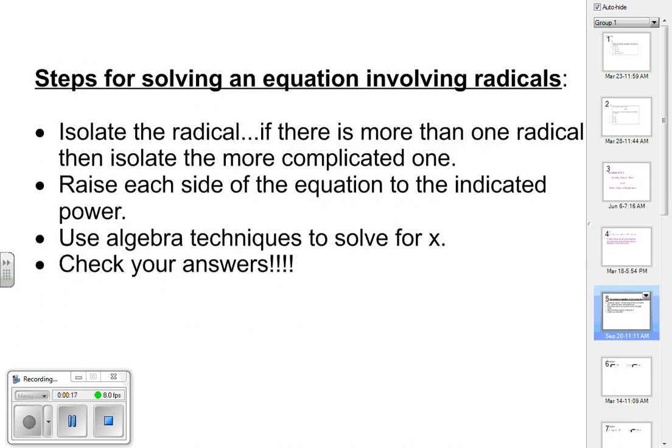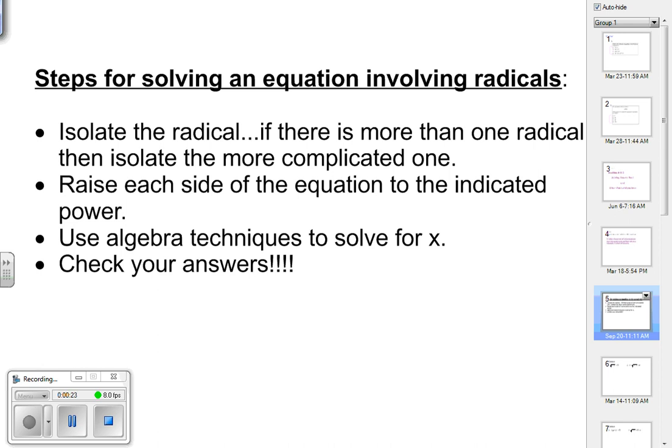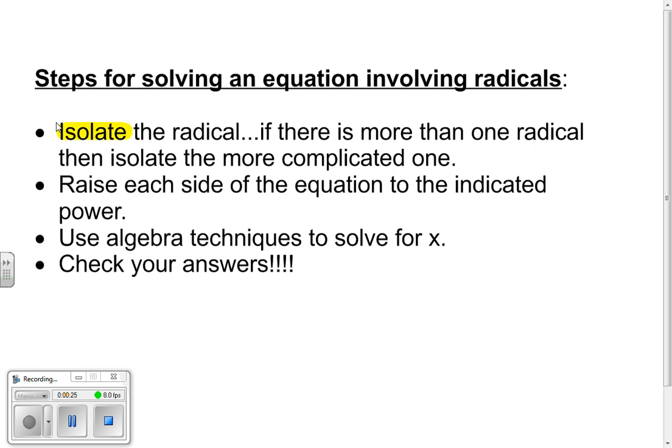There are 4 basic steps you need to use when solving equations with square roots or any radicals for that matter. The first one is to isolate the radical, get it by itself. The second one is to raise each side to whatever power you need in order to eliminate the radical. The third is to solve for the variable. And then the fourth is to check your answers. Even though the fourth step seems a little insignificant, it is really important in the grand scheme of things.